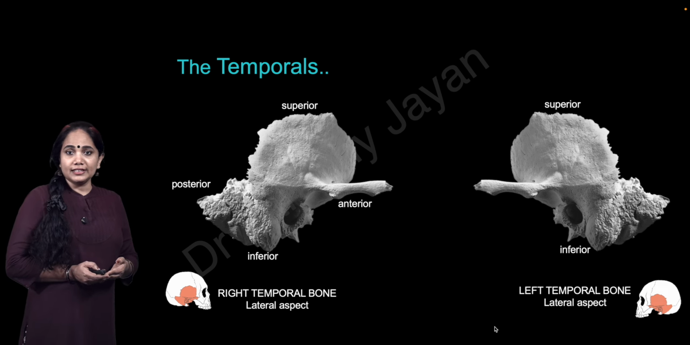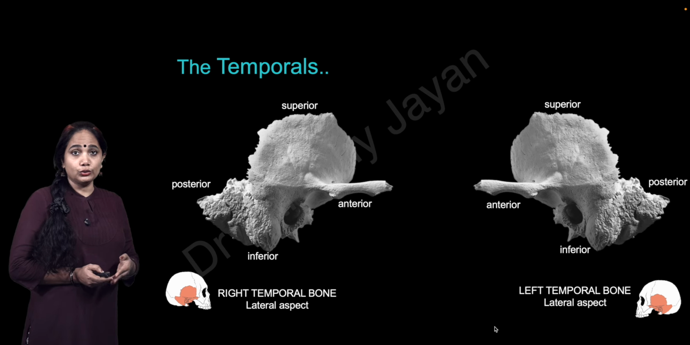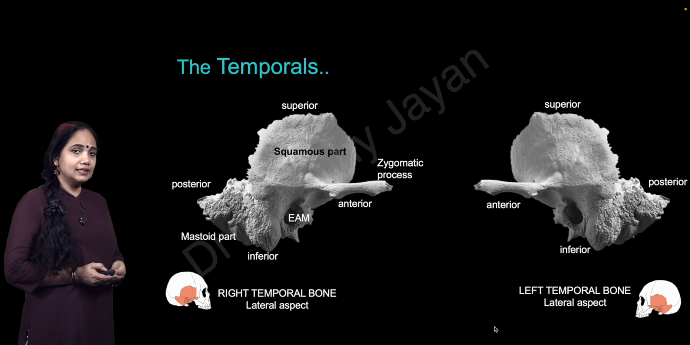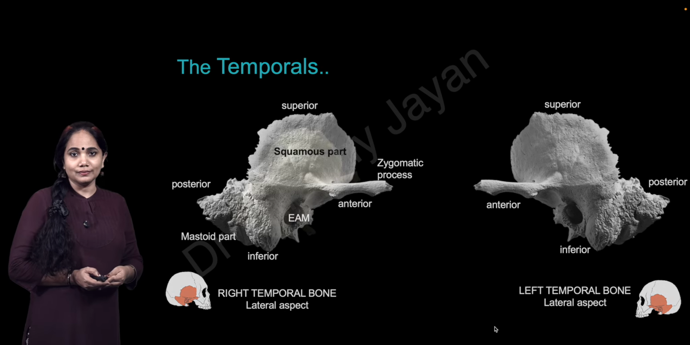How to identify the side? First of all, we have to locate the external auditory meatus, which is on the lateral aspect of the temporal bone. With the external auditory meatus facing outwards, the zygomatic process will come anteriorly. The squamous part is the broad plate-like structure which is superiorly oriented, and the mastoid part is the posterior aspect. So this is how we identify the side of the temporal bone.